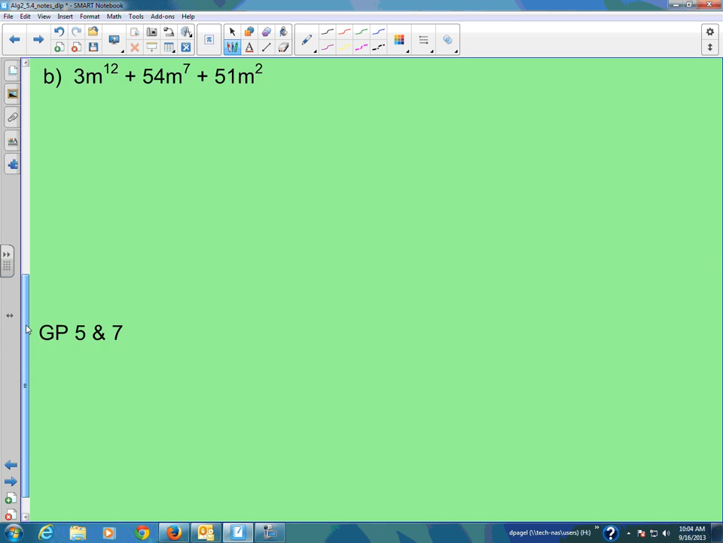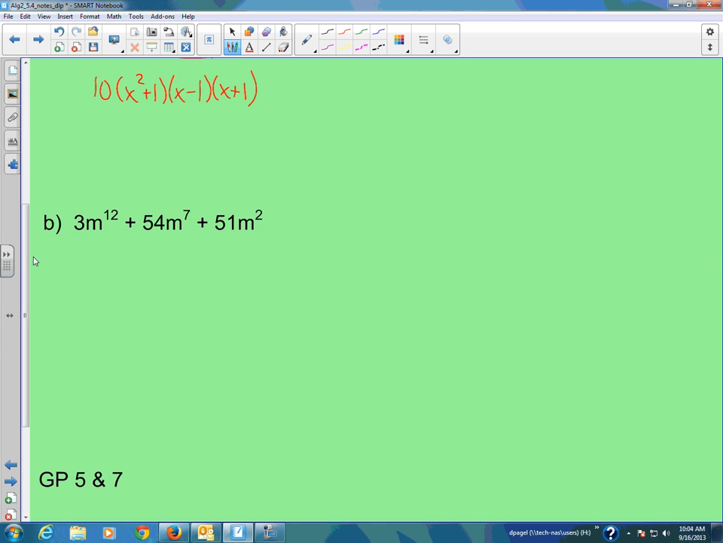We have a trinomial, and I look for my GCF first of all. Again, I always look for the GCF. I have 3m squared as my GCF. So 3m squared, and I'll be left with an m to the 10th power plus 3 into 54 goes 18 times m to the 5th, remember you're adding your exponents using our properties, and then 3 into 51 goes 17 times. Alright, now here, it's m to the 10th plus 18m to the 5th plus 17.